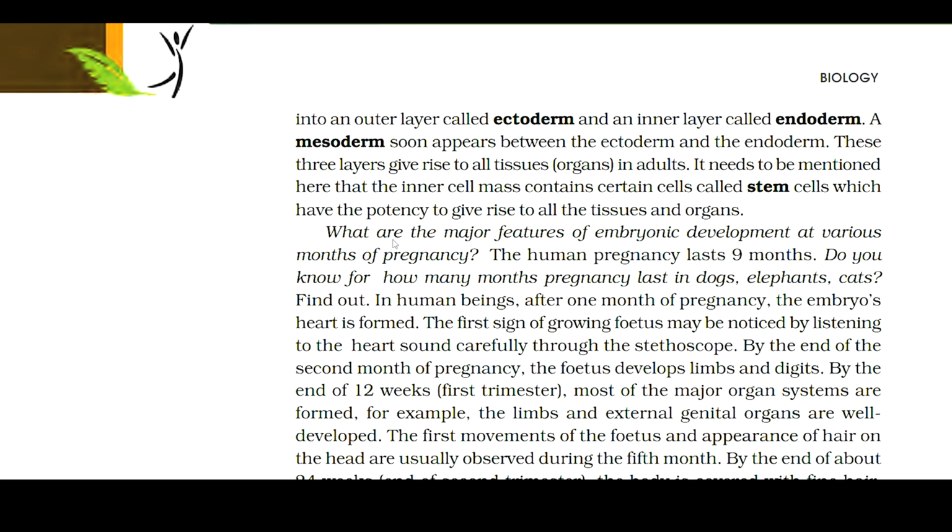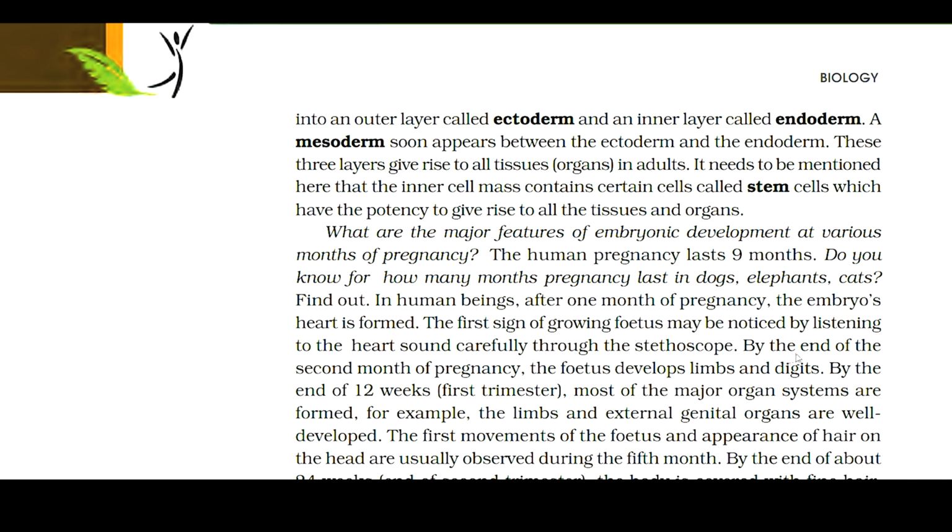What are the major features of embryonic development at various months of pregnancy? The human pregnancy lasts 9 months. Do you know for how many months pregnancy lasts in dogs, elephants, cats? Find out. In human beings, after 1 month of pregnancy, the embryo's heart is formed. The first sign of a growing fetus may be noticed by listening to the heart sound carefully through the stethoscope.